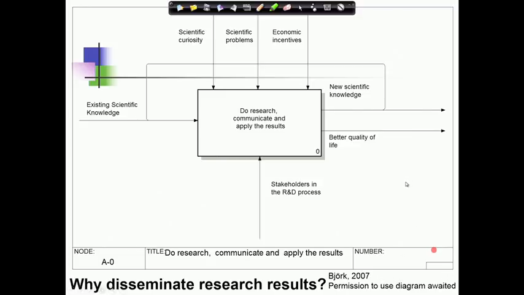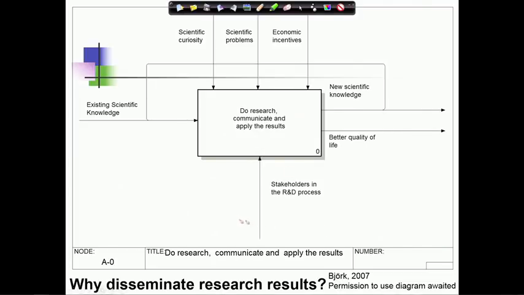Now, this is a diagram from a paper by Björk, and the paper is called A Model of Scientific Communication of a Global Distributed Information System. This is by Bo-Christer Björk from the Swedish School of Economics and Business Administration. I have requested Dr. Björk for permission to use this diagram.